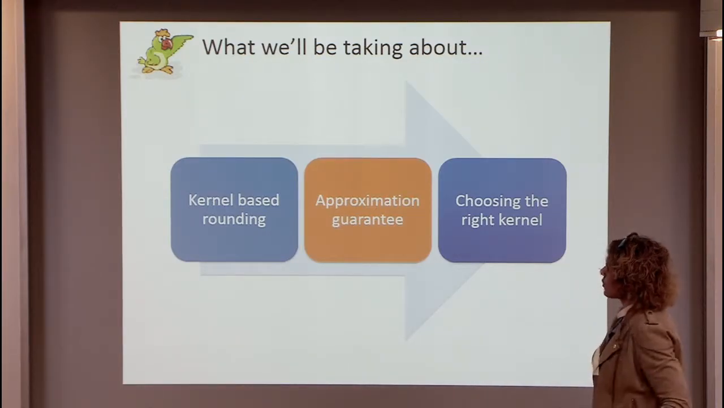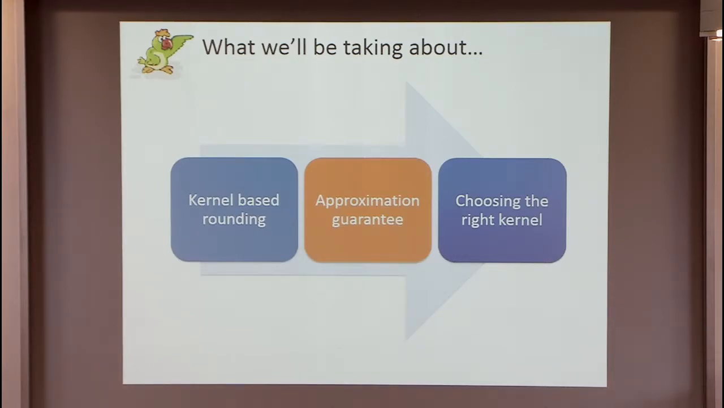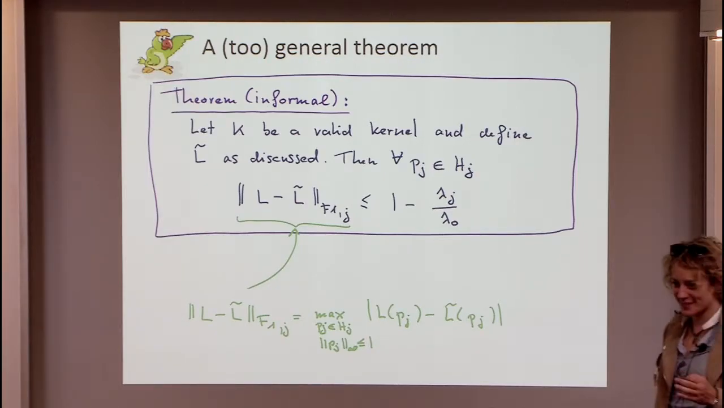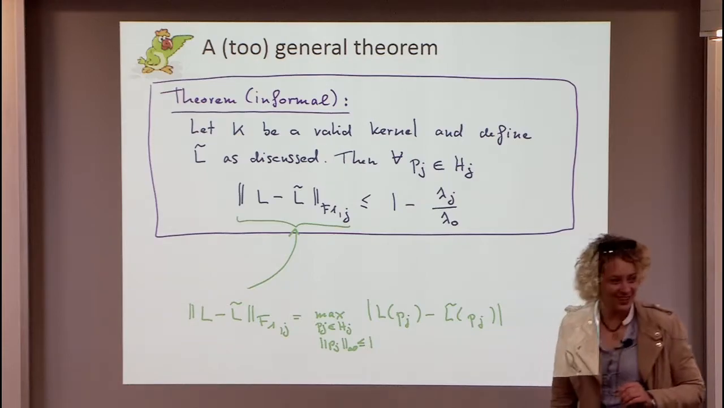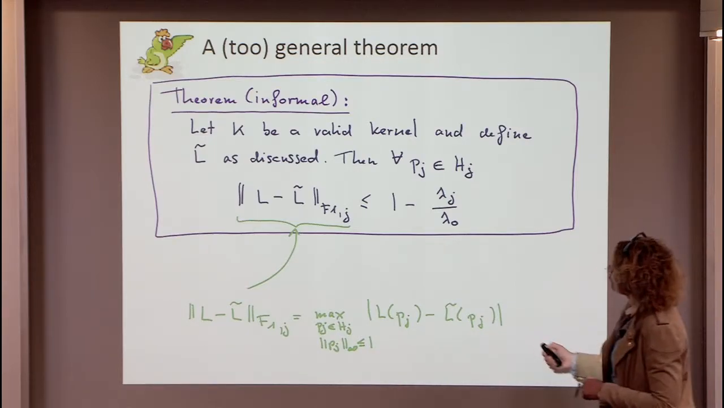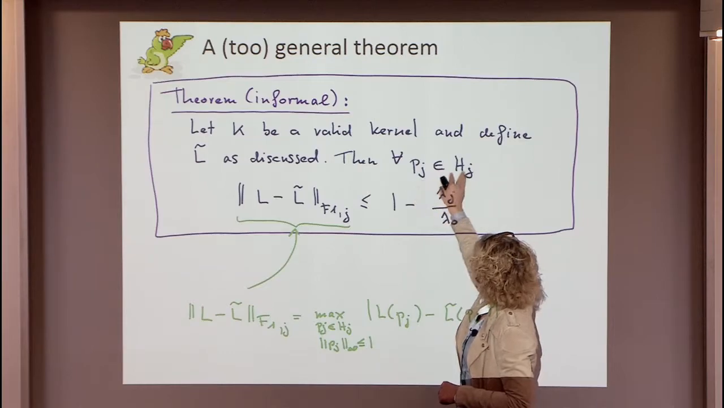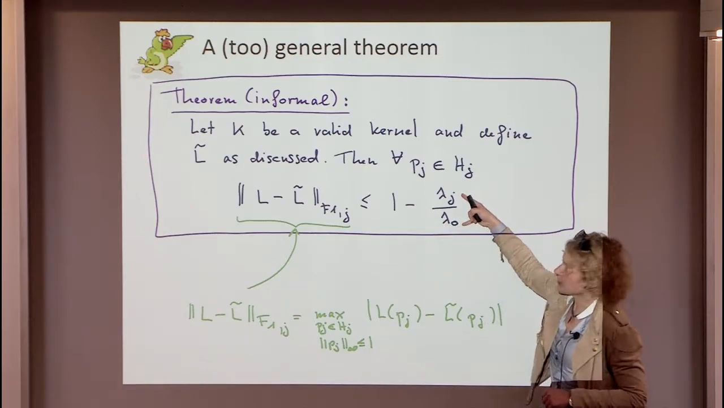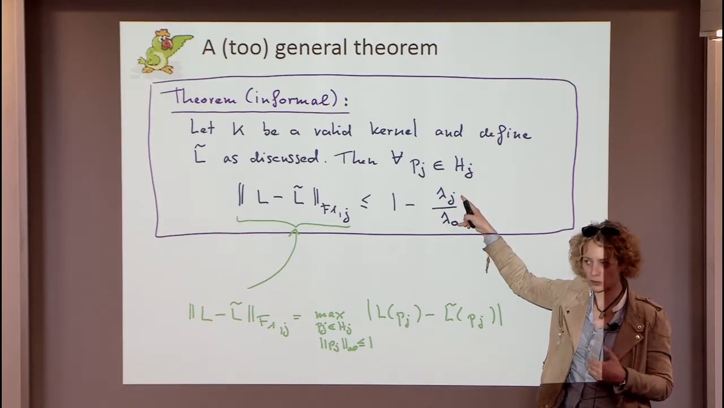So now, what is the approximation guarantee that we'll be getting? I want to state a too general theorem, and I will say shortly why this is too general. I want to specialize this to polynomials which live in just one hj. So if k is a valid kernel, and I form this approximation as we've just discussed, then it's true for all j that the following quantity is less than 1 minus this approximation ratio. Note that this was in fact what related P and Q.